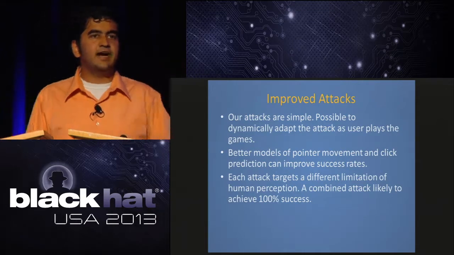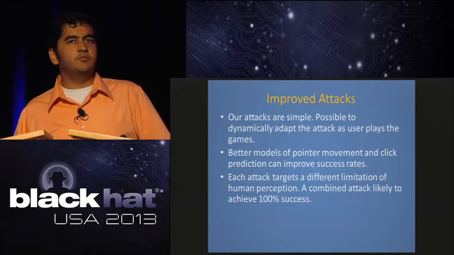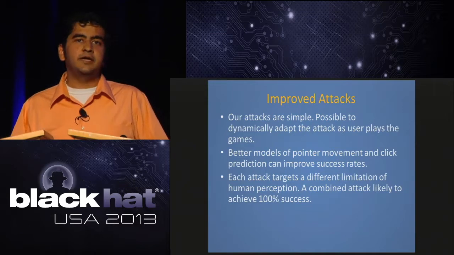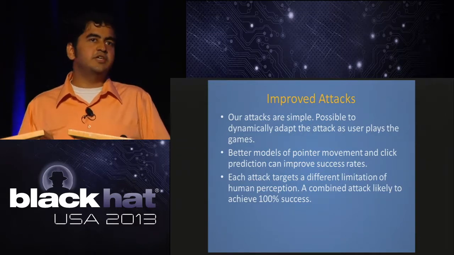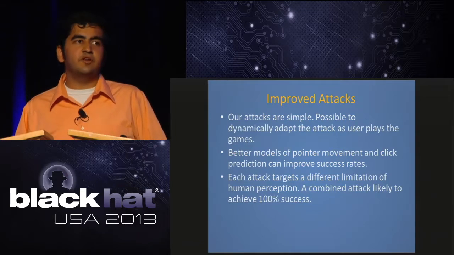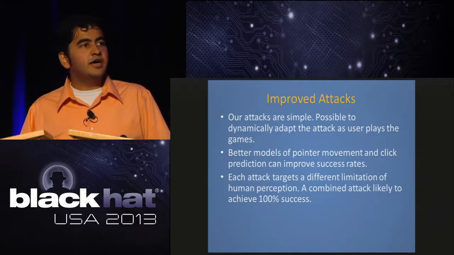Right now, each attack targets a completely different limitation of human perception. One was motor adaptation, one was on visual cues and timing, and another was peripheral vision. But a combined attack that ties all these things together could be really powerful, and I'm pretty sure it could achieve 100% success rate.